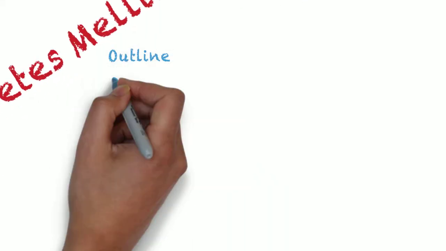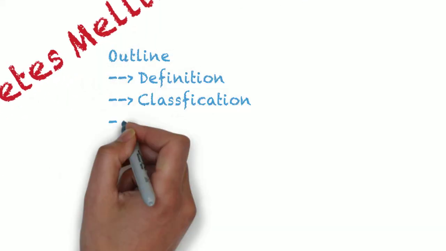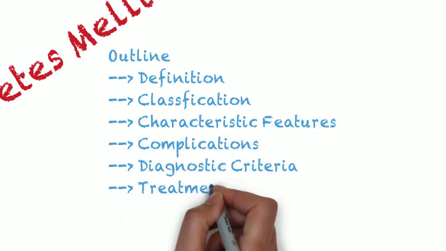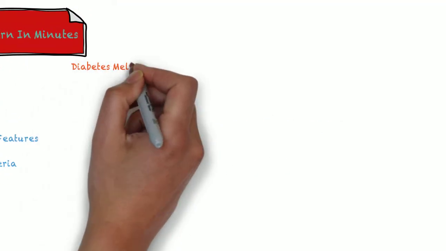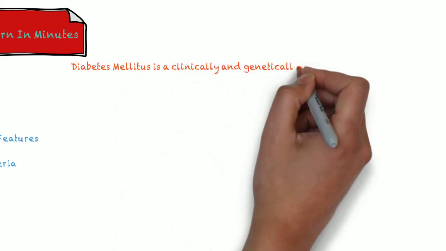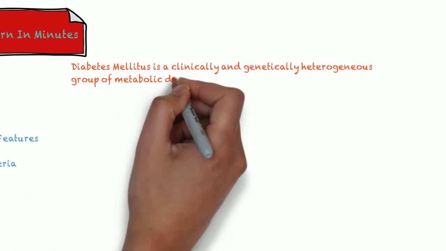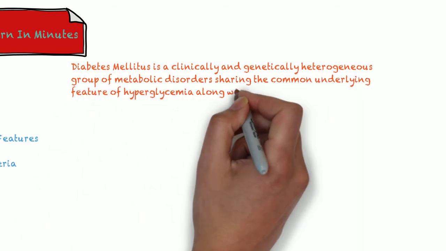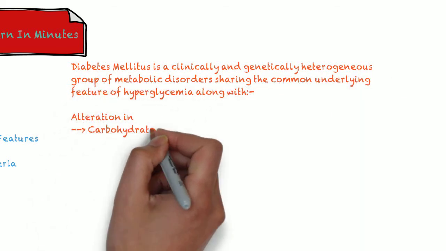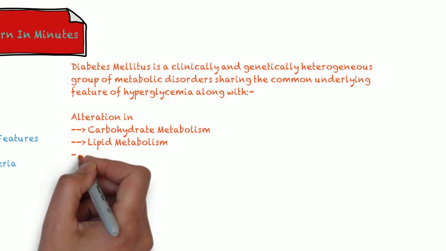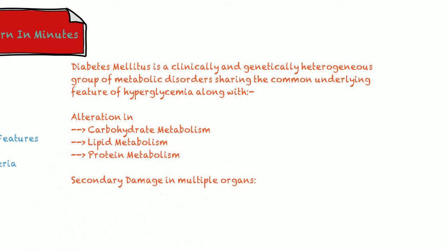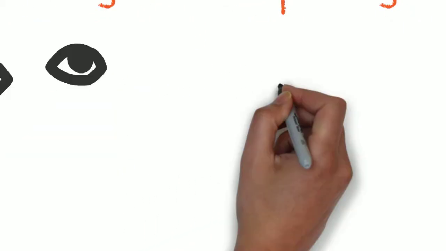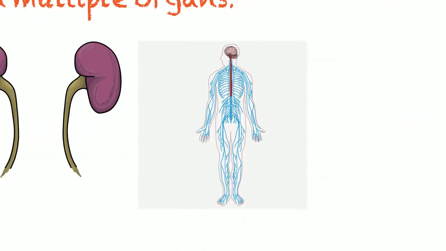I will be covering the topic under the following outline: definition, classification, characteristic features, complications, diagnostic criteria and treatment. Diabetes mellitus can be defined as a clinically and genetically heterogeneous group of metabolic disorders sharing the common underlying feature of hyperglycemia, along with alteration in carbohydrate, lipid, and protein metabolism, as well as secondary damage in multiple organ systems such as heart, eyes, kidneys, nerves, and vascular system.